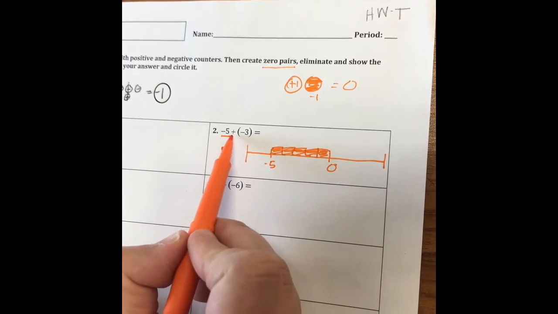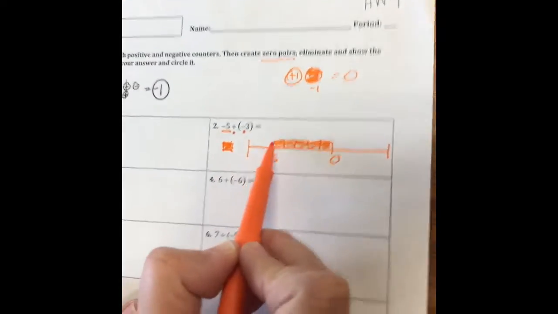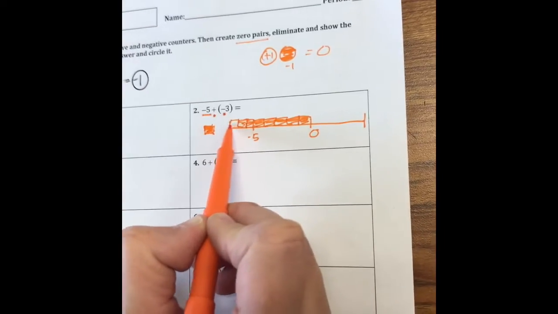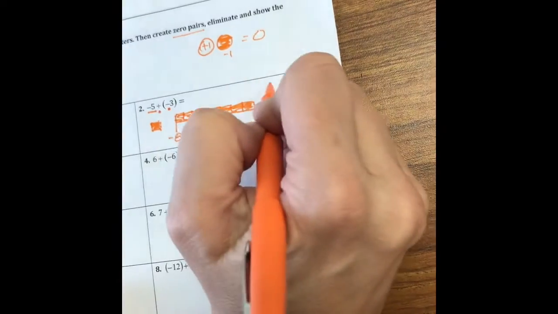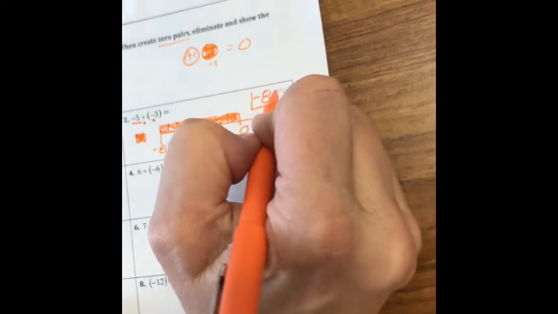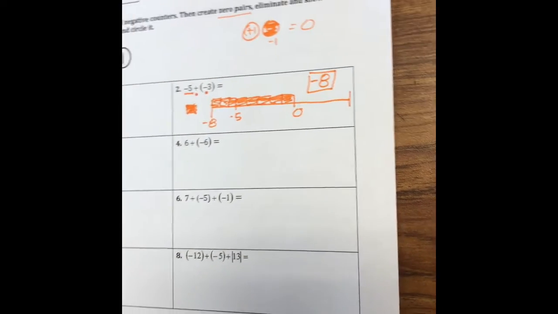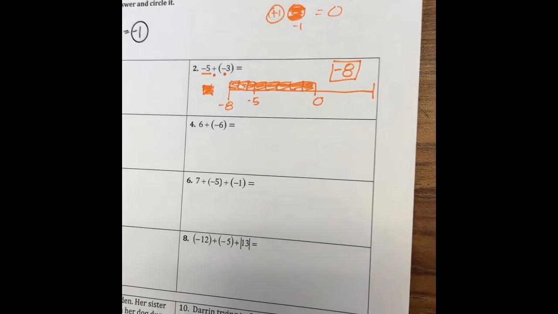And now it says I'm gonna add 3 negatives. So I'm gonna add on 3 more reds this way. Okay, and now I have 3 more reds, and where did I end up? I ended up at -8, okay? I want to see a model on these questions. We have to practice making models because you're gonna be tested with a model, okay?